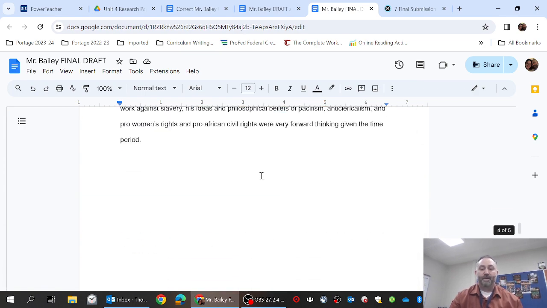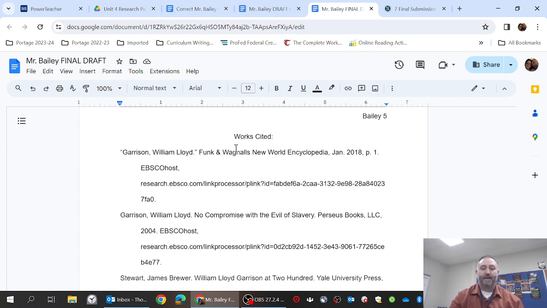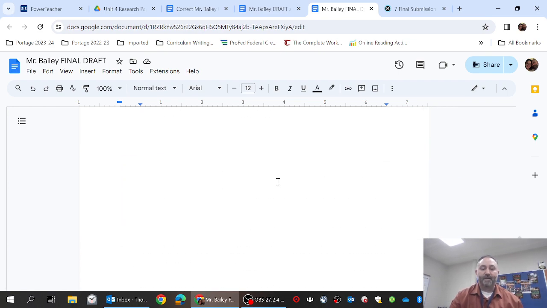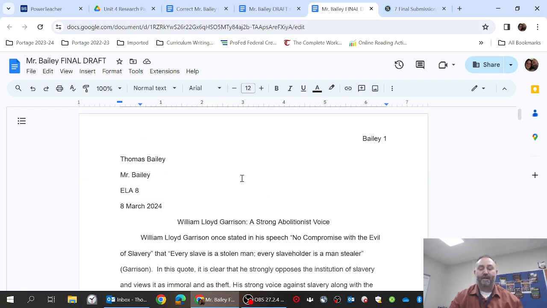And then, of course, when you scroll down, we had already created a page break in your document, and there should be a works cited page, and it should be in alphabetical order. And in this case, it is. So here's one source, second source, and then third source. So that's essentially what should be in the research paper, and I'll be sharing this there.